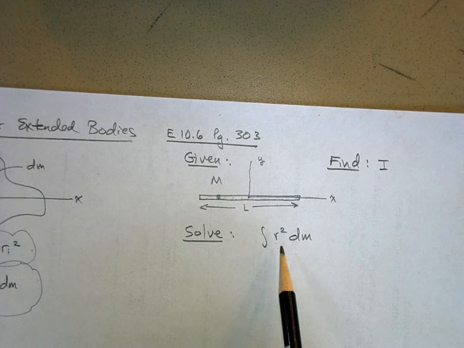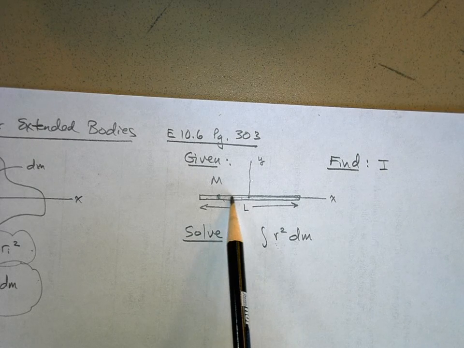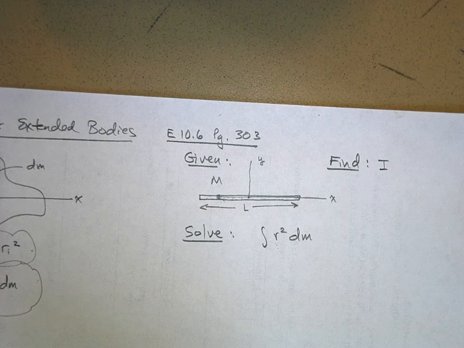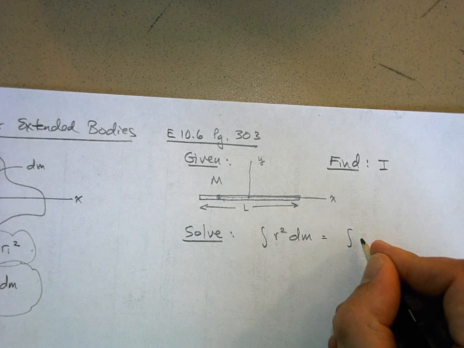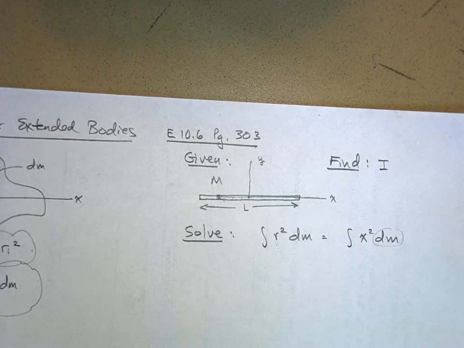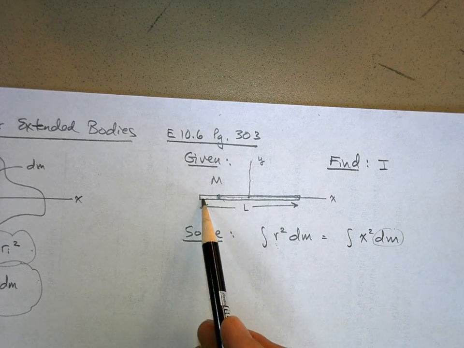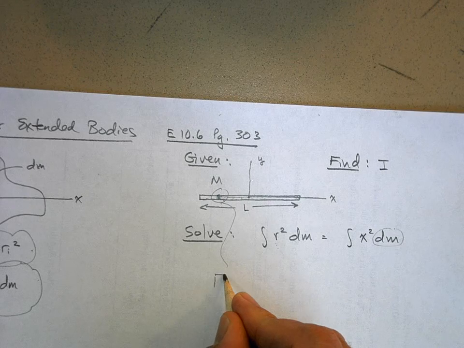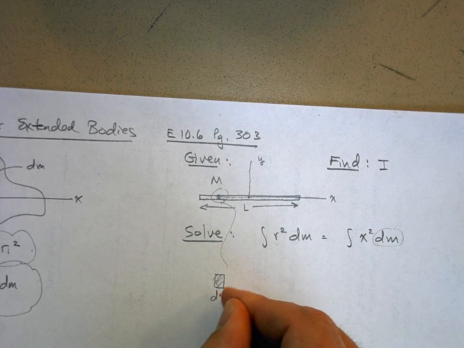First thing I want to do is change variables. I want to go from r to, well, how far away is my little dm? It's a certain distance position on the x-axis, so I'm going to call it x. So I'm going to say, well, let's modify this and say this is x squared dm. Now what does this mean now? I've got to change dm in terms of x. So how do I do that? Well, let's blow this guy up. Here's my little dm here. It has a length of dx, doesn't it?